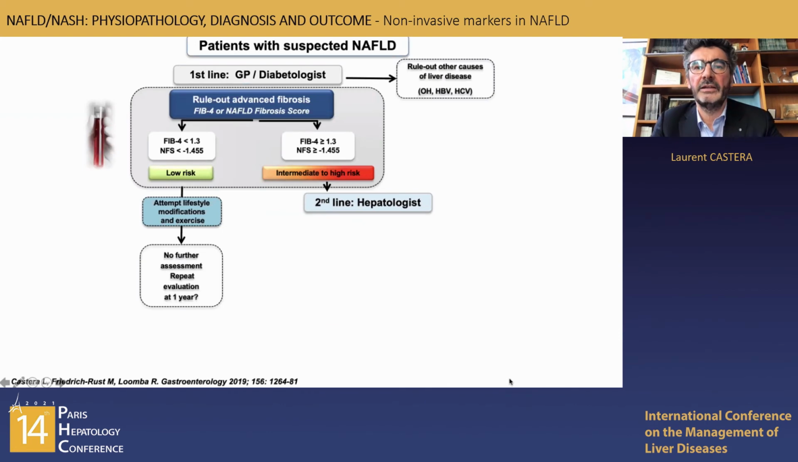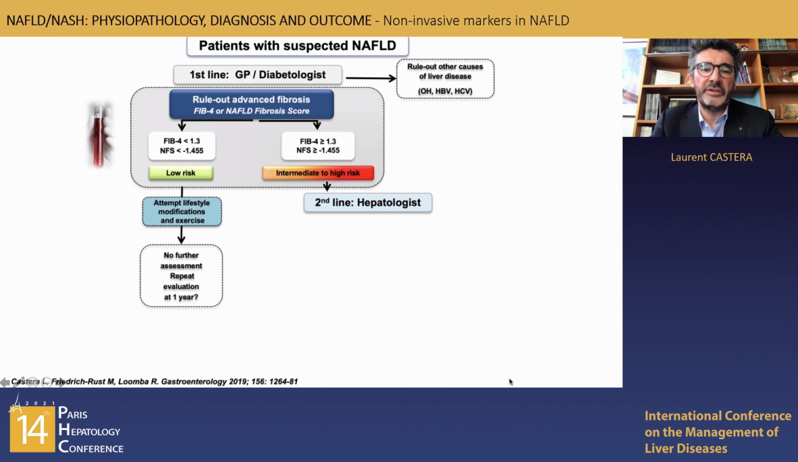And in clinical practice, we propose the following algorithm in patients with suspected NAFLD. Of course, first of all, you need to rule out other causes of liver disease, including alcohol, HBV, and HCV infection. Then you need to rule out advanced fibrosis using a serum biomarker, either FIB-4 or NFS. And for instance, if the FIB-4 is below 1.3, the negative predictive value is very high. And then these patients are at low risk of having advanced fibrosis.